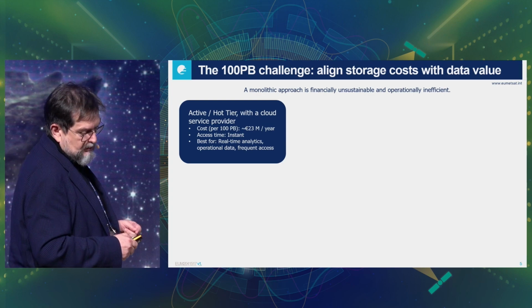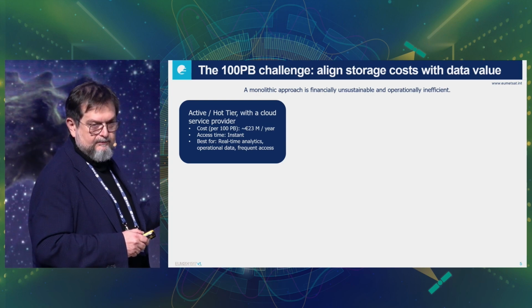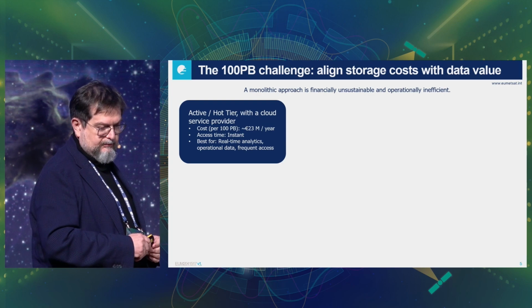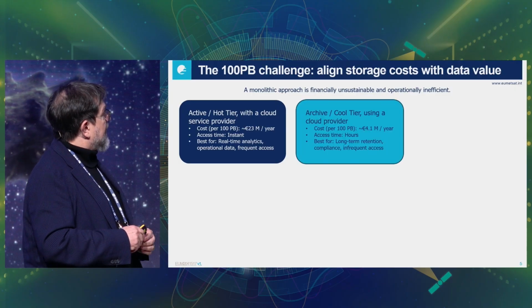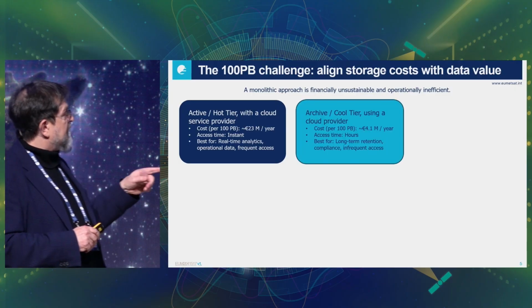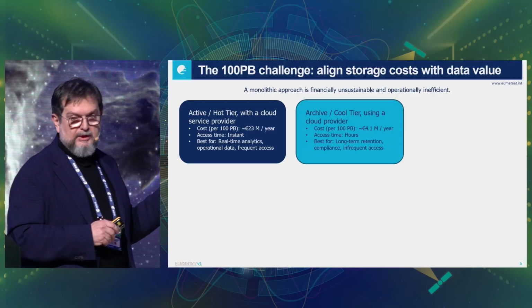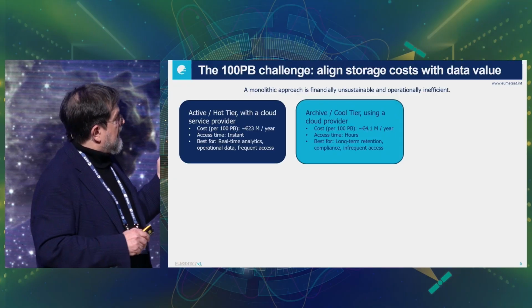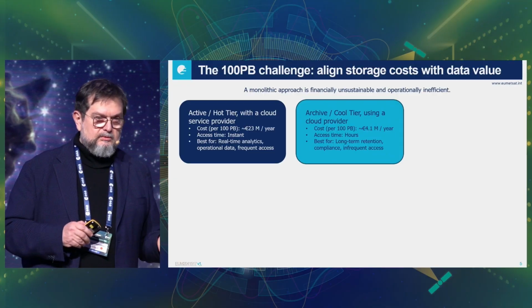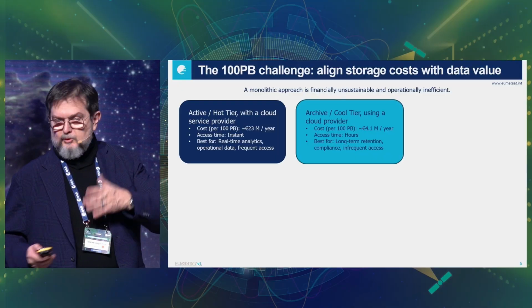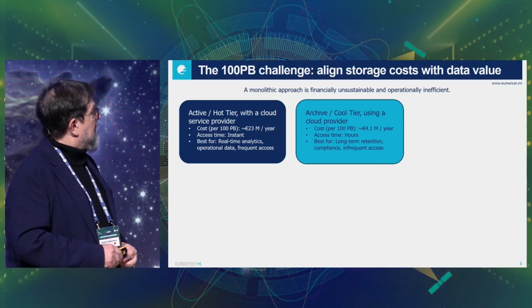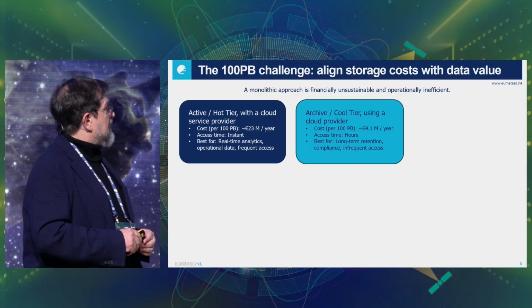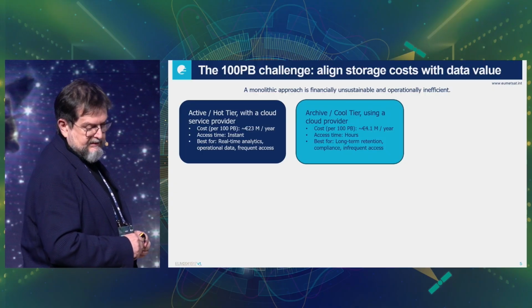Let's imagine that you want to use an archive, a cool tier, that is also offered by the same cloud provider. The cost for 100 petabytes becomes 4 million per year. Access time is hours, so you ask for the data, and after 12 hours it's available. It's very good for long-term data retention and compliance, but not for frequent access.